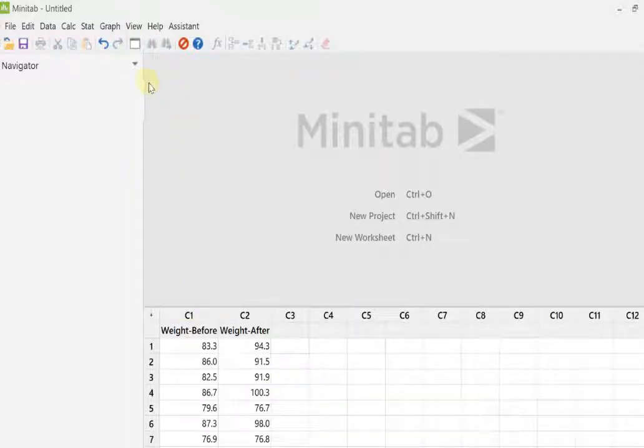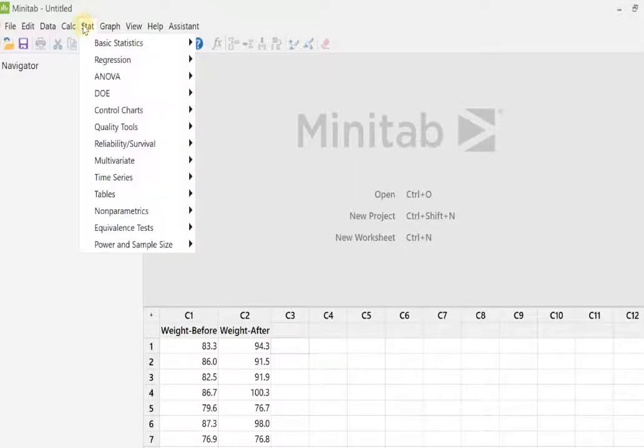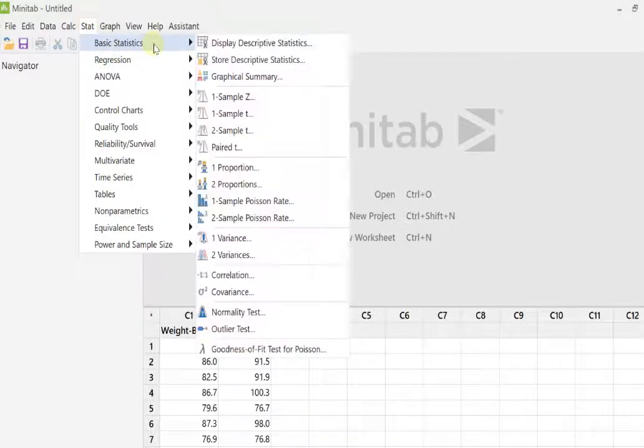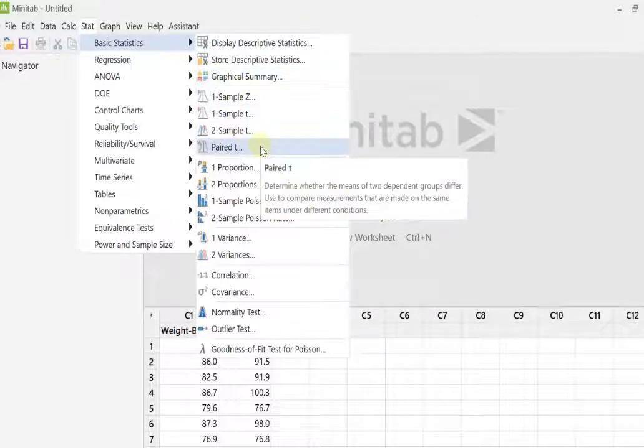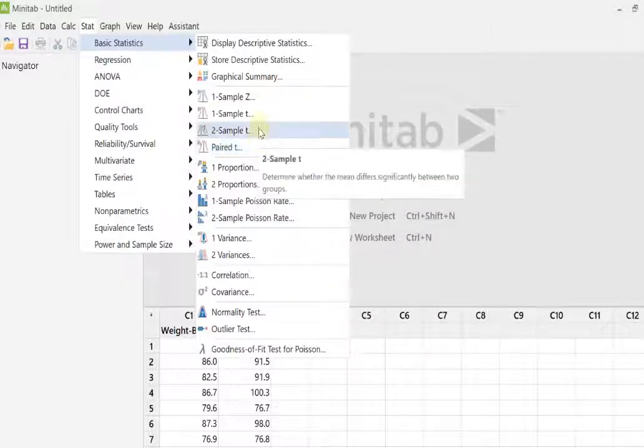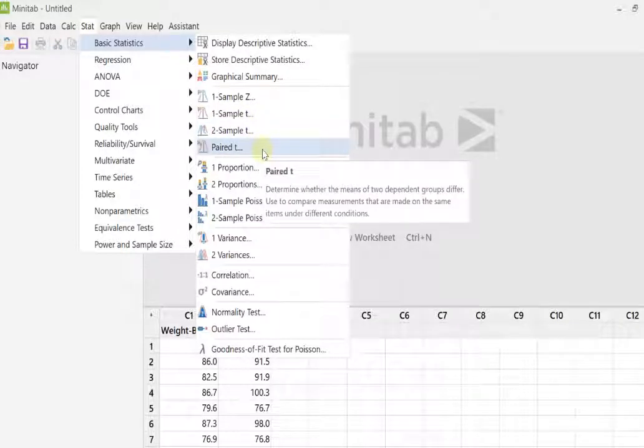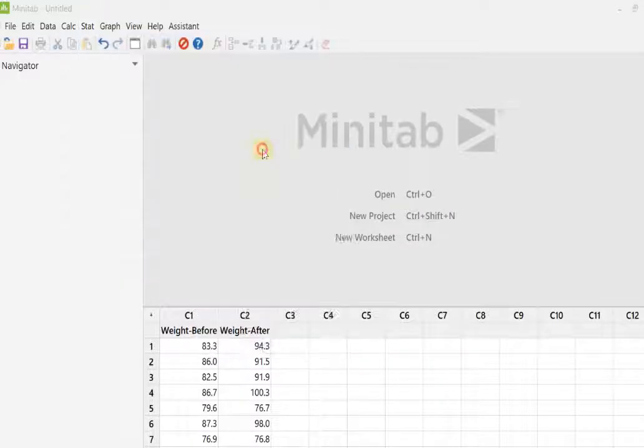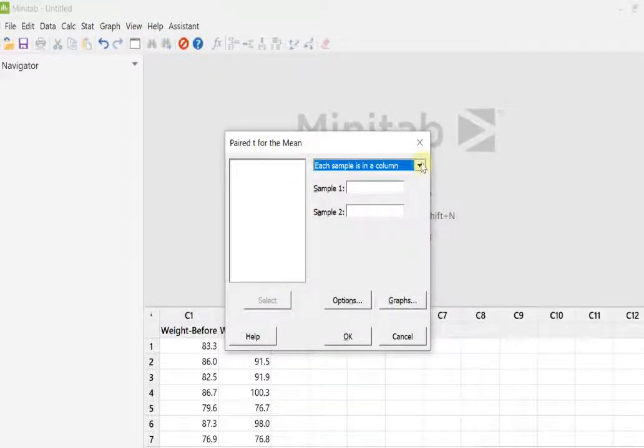Now, in order to do a paired t-test, we're going to go to Stat, Basic Statistics, and then come down, down, down to Paired t. If you hold the mouse over there, it gives you a brief description of what that procedure does. Okay, so here's your paired t. You're looking at the dependent groups, and you left click once on that. And here are the options in that drop down.